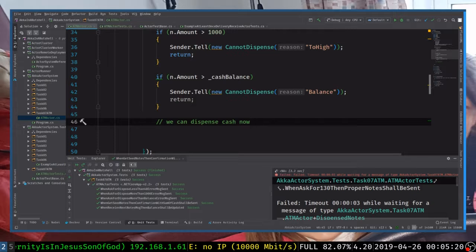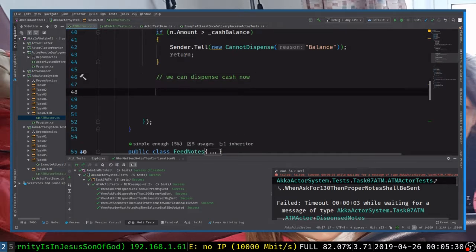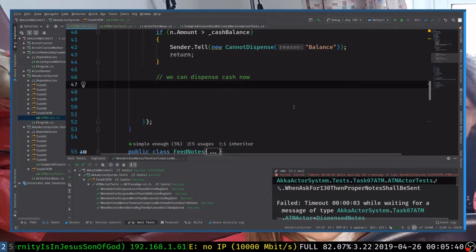Okay. Now, what do we have? We check if we can do it. This is a very easy check just for the balance that we have. It could be untrue for some cases, but that would be later on. So what we can do now? Can we dispense? We can dispense now.